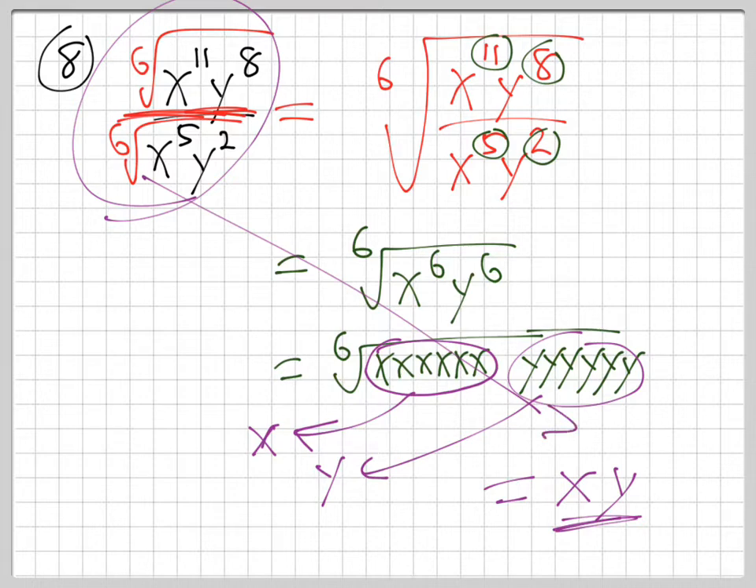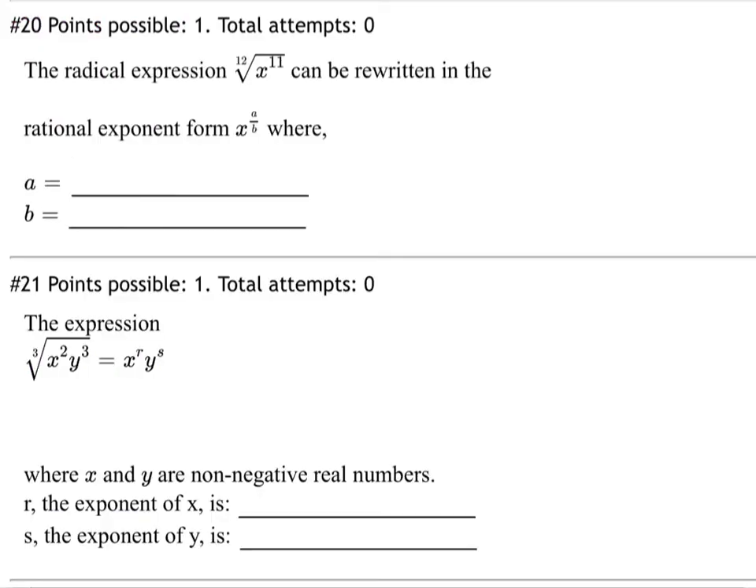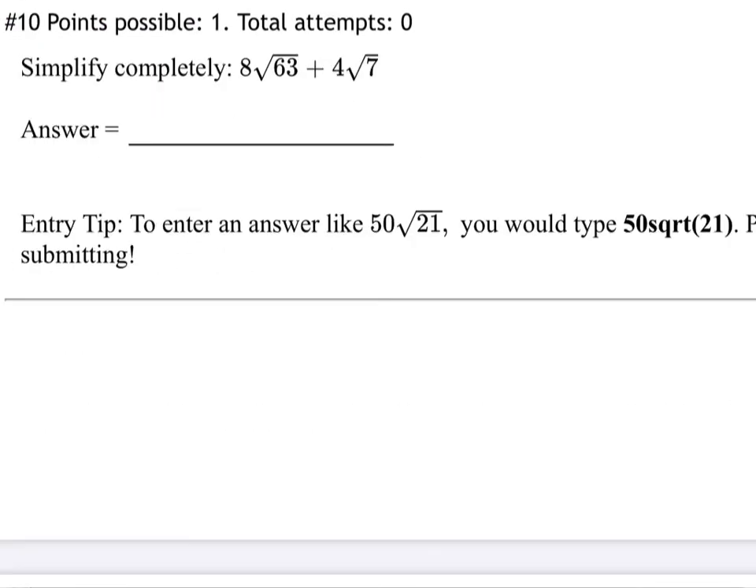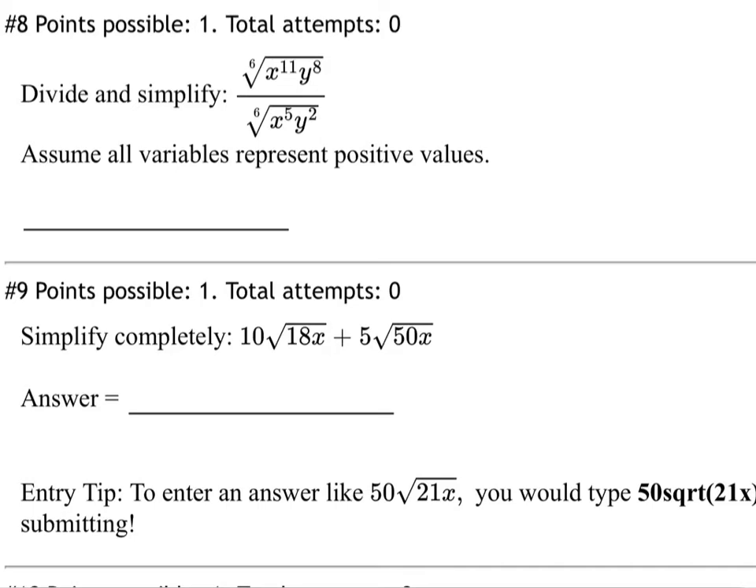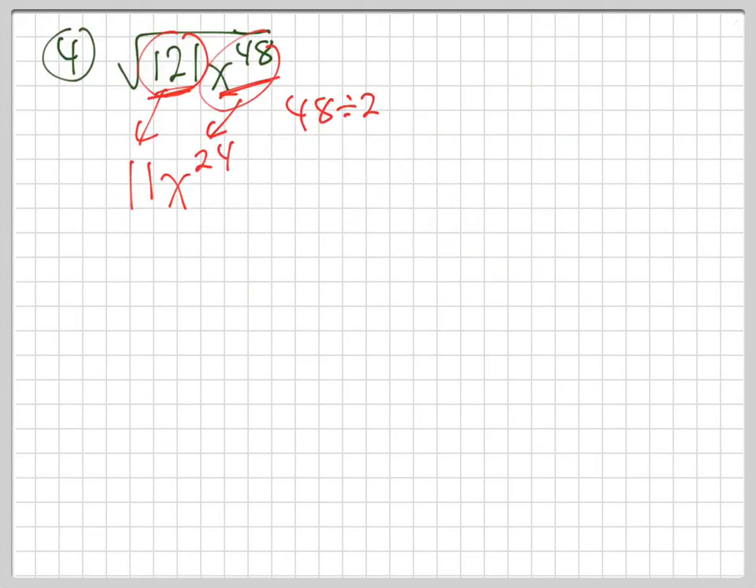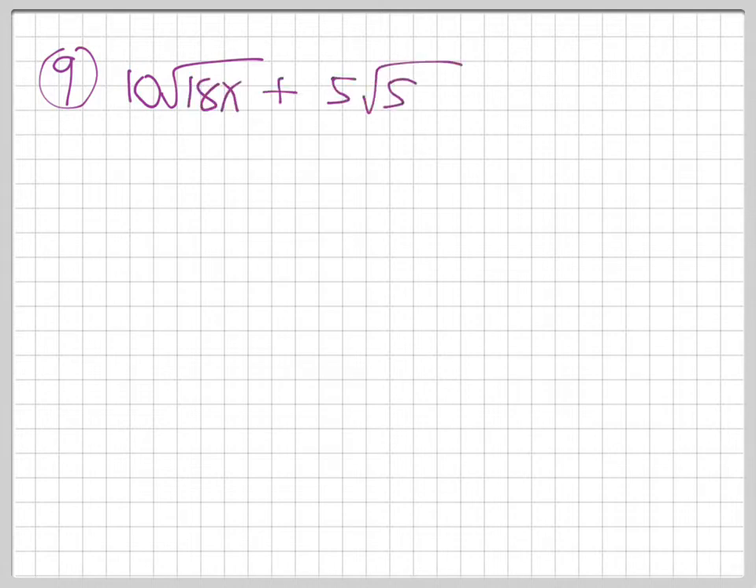It really simplifies. All right. Not too bad, right? Let's see. So number 9. Hold on, I think I messed up. 10 root of 18, 5 root 50. I know what I did wrong. I made it 60. 10 root 18 plus 5 root 50.